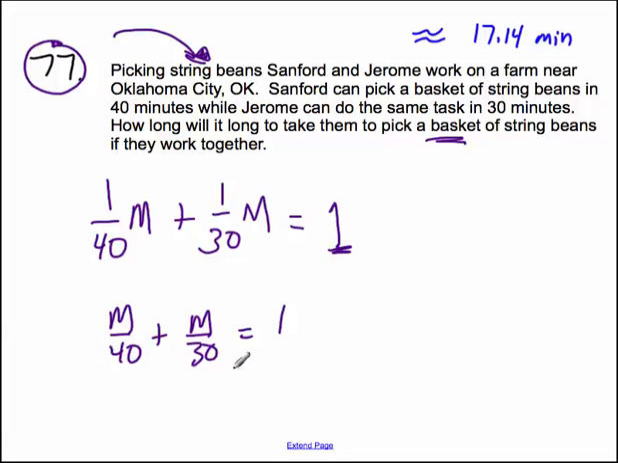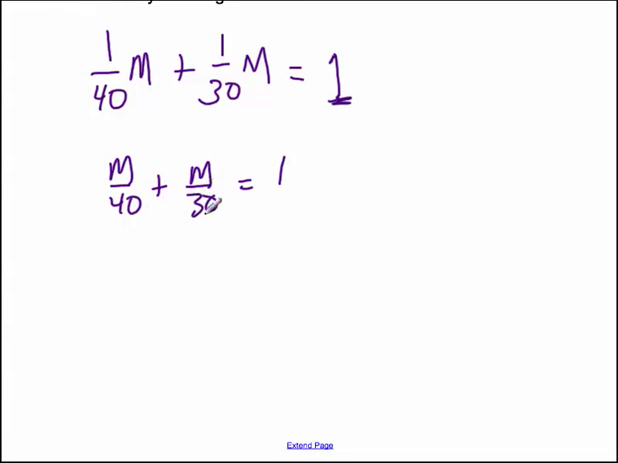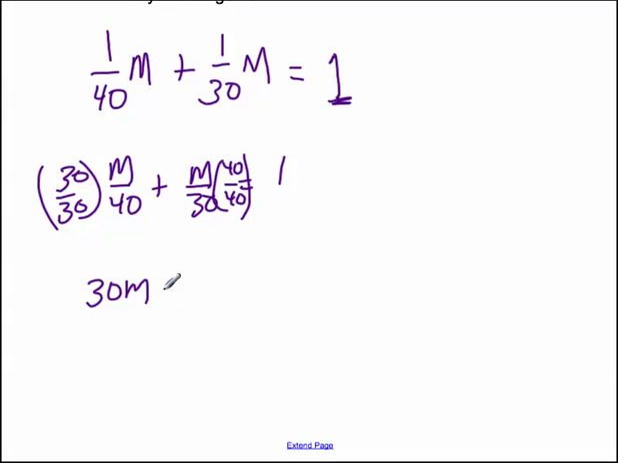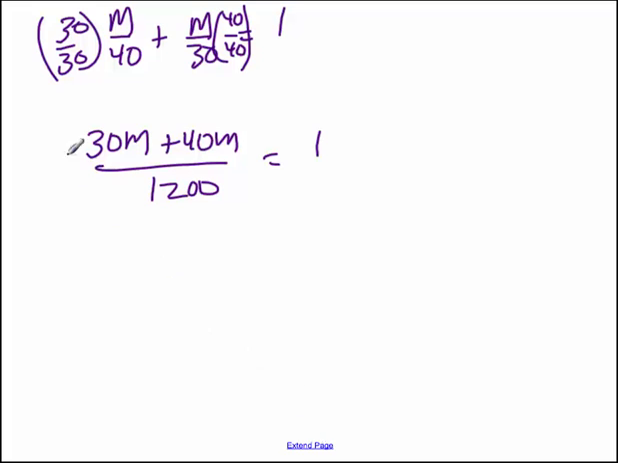If you're going to add these fractions, you need the common denominator. Common denominator is 1200. Well, this one, let's go 30 over 30. We're going to multiply this one by 40 over 40, right? So you have 30m plus 40m all over 1200. 30 times 40 is 1200, is equal to 1. So multiply both sides by 1200, and you get 30m plus 40m, which is 70m, is equal to 1200.